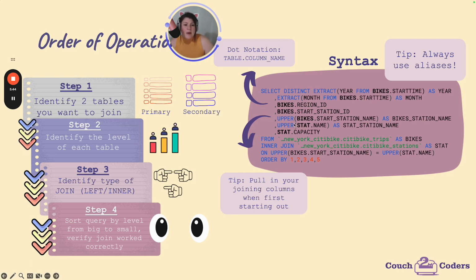You'll notice that we have station name from bikes and station name from our station table. My suggestion when you're first starting out is just go ahead and pull any of the columns that you're joining on just so you can see it and look at it. Once you have it under your belt, this is redundant and I wouldn't recommend it, but when you're first starting out, I think this is a good technique.